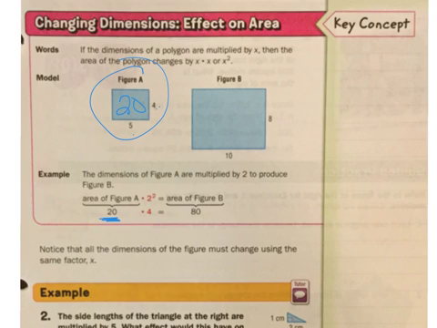Okay. Now, what if we double? We want to double the sides. So now the sides are 8 and 10. 8 times 10 is 80. So it's twice as big in perimeter, but it's a lot bigger in terms of area. So it's exponentially bigger. It's 2 squared bigger, or times 4. 20 times 4 gives me 80.